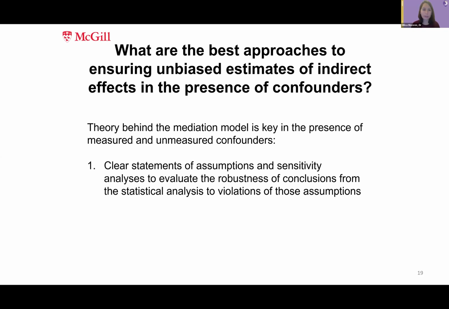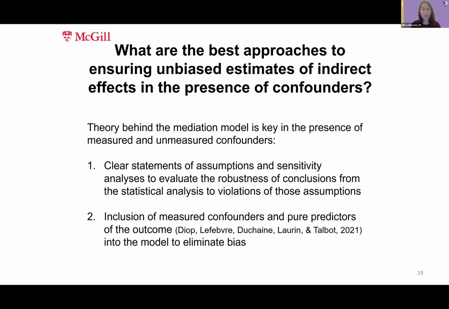In the presence of a bunch of possible measured confounders, if we can manage to include measured confounders and pure predictors of the outcome, these would be the variables that are relevant for eliminating the bias. So in the absence of a method that can identify these variables across the board, theory could be really important to signal what these variables might be.